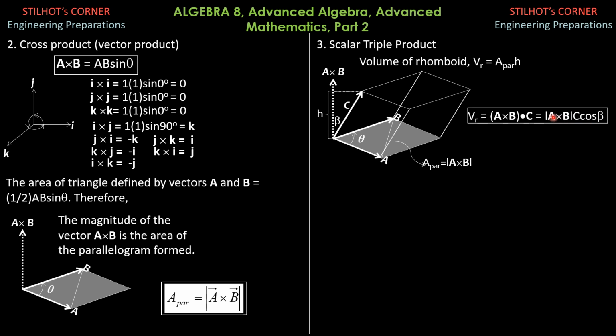Therefore, the area of the base, the area of the parallelogram, times the height, is the volume of the rhomboid. The area of the parallelogram is the magnitude of A cross B, times H, which is C cosine beta, is the volume of the rhomboid.